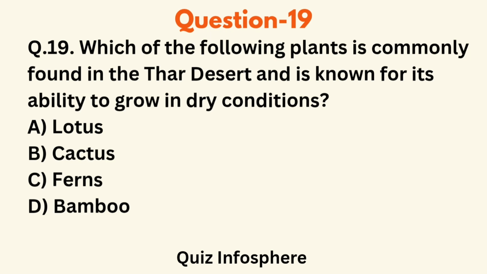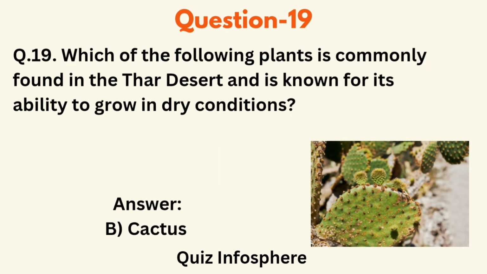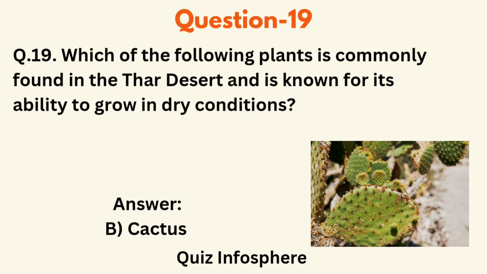Question 19. Which of the following plants is commonly found in the Thar Desert and is known for its ability to grow in dry conditions? Lotus, cactus, ferns, bamboo. The correct answer is option B, cactus.